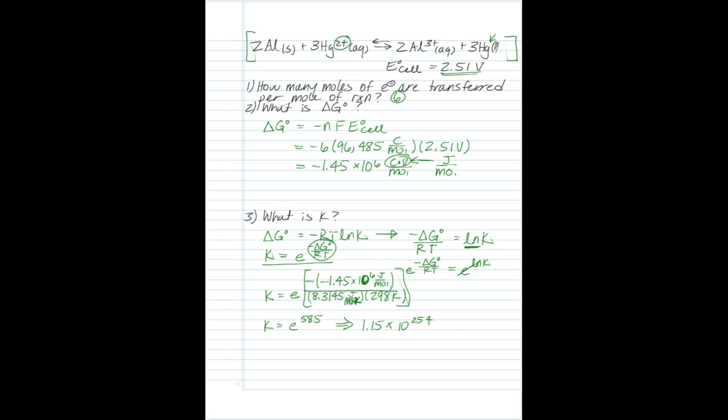It's a gigantic number. So really what this is telling you is that this isn't really an equilibrium. It's just going to the right. There's going to be little to no reactant in this. It's going to go pretty much all the way to the right. So that's how to get K from measuring cell potentials: you first calculate delta G, and then you feed delta G into the negative RT ln K equation.